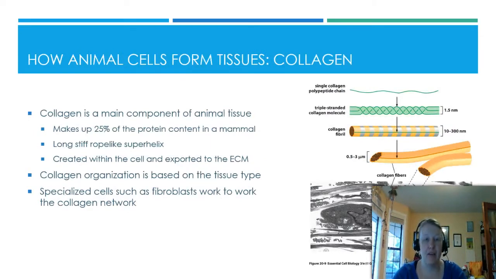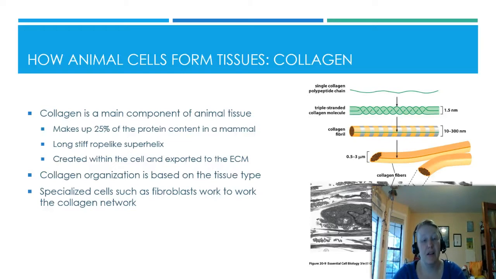Alright, so let's now look at how the animal cells form tissues. In plants we saw they used cellulose. In animal cells we use collagen, and collagen is a main component of any mammal. About 25% of all the protein in any mammal at any given time is collagen, and it's a stiff rope-like helix that is twisted again to create these collagen fibers that run throughout the connective tissue. And this is created within the cell and exported to the ECM, unlike what we just talked about with the cell wall, where the cell wall is created on the outside of the cell. This is created inside in parts and is exported and then formed together there.